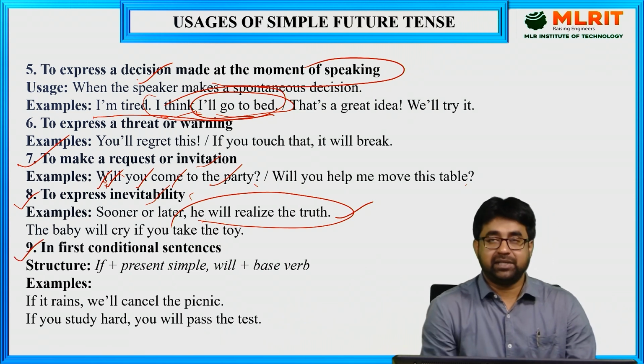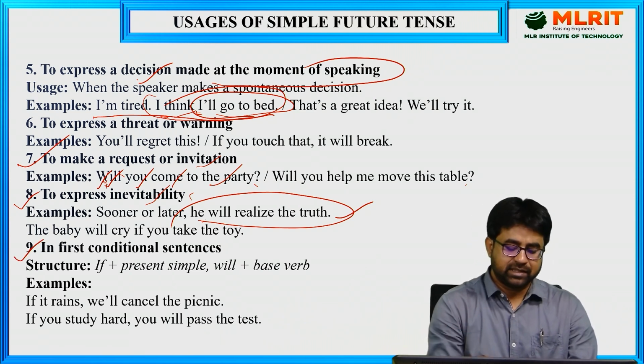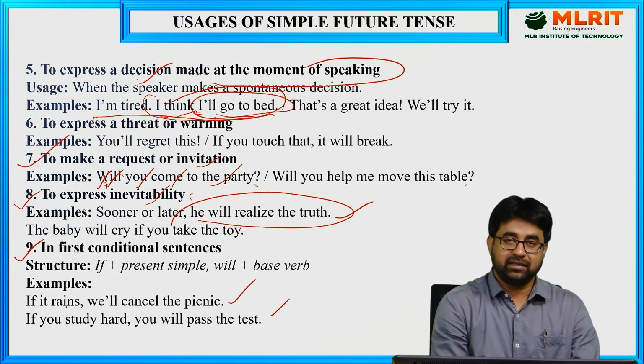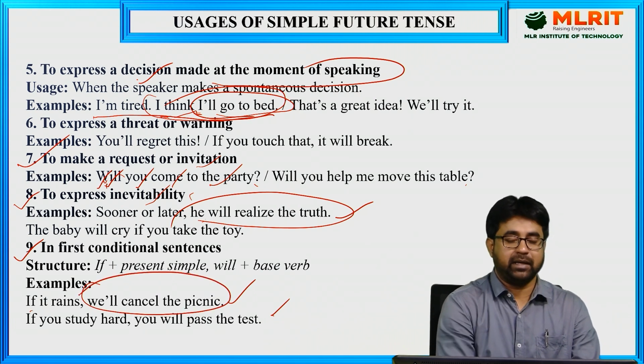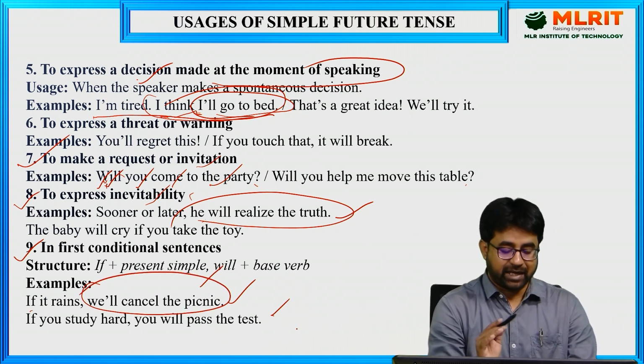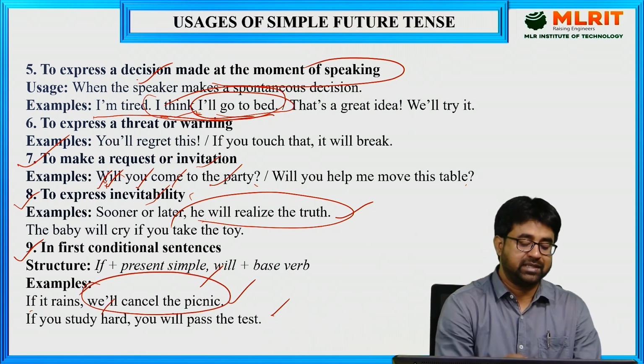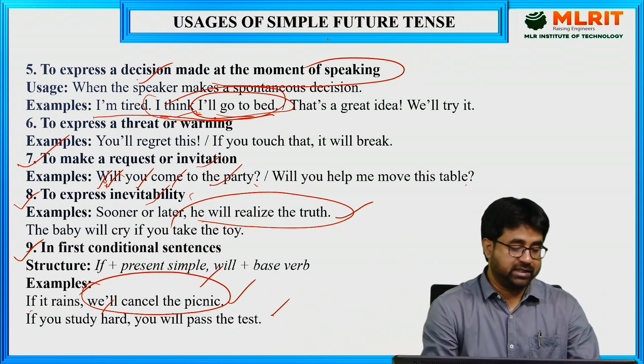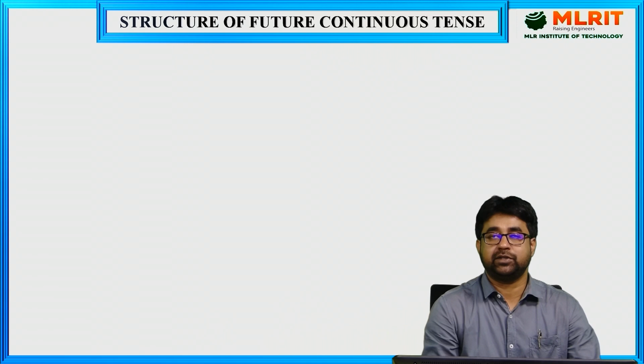In first conditional sentences also we use this simple future tense. See, this is the first conditional sentence. If it rains, we will cancel the party. This is an example of a first conditional sentence. Which tense am I using? We will cancel. Simple future tense. Fine. So these are the usages of simple future tense.